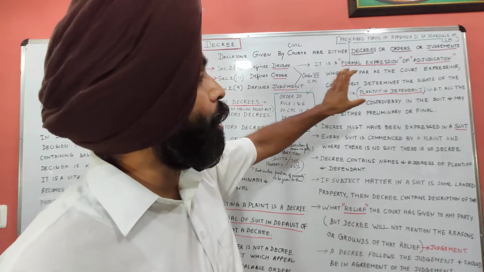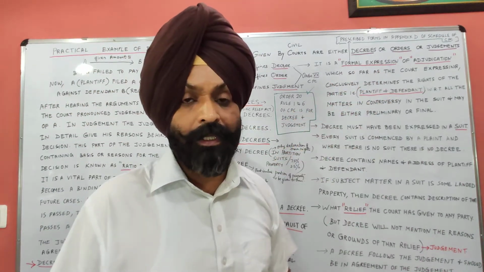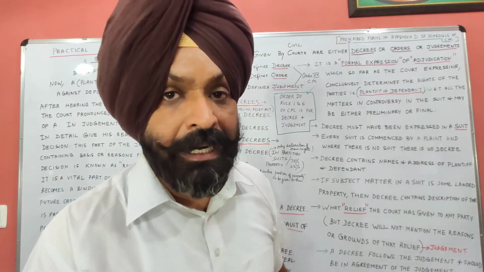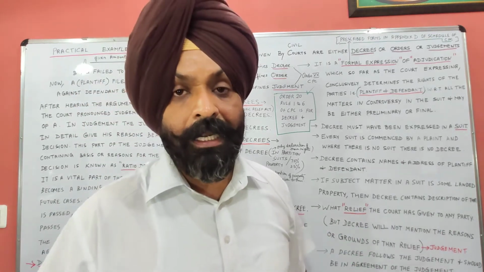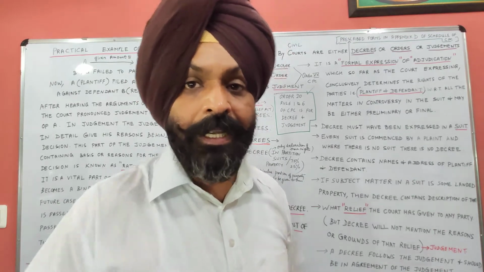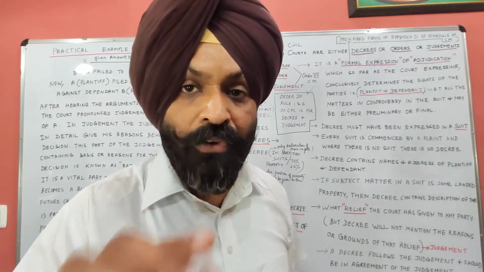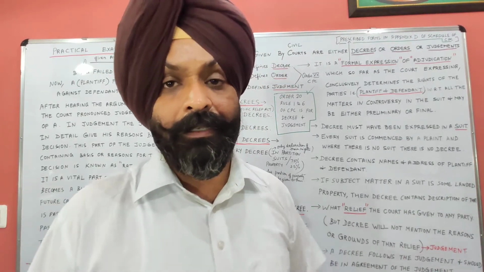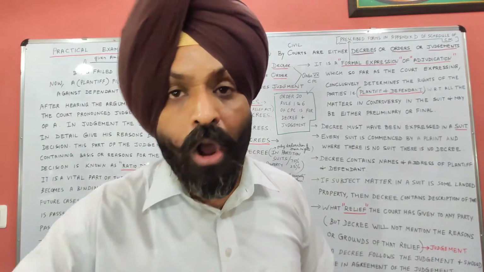It says it's a formal expression of adjudication by the judge. So already adjudication has been done by the judge in a judgment. The judgment has already been written by the judge. Judgment comes first, then comes the decree. It means decree follows the judgment. Judgment is in detail. Decree is in short form. Decree may be of 1 or 2 pages. Judgment may take 10 or 11 pages or more.